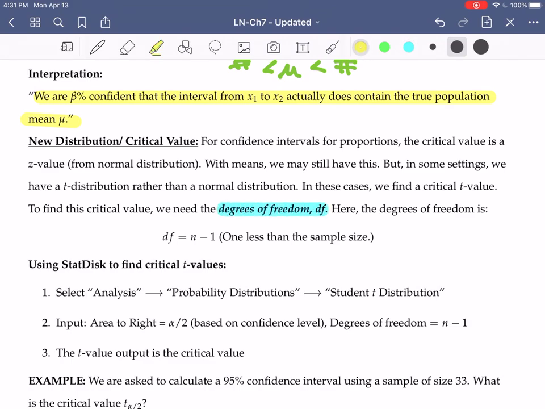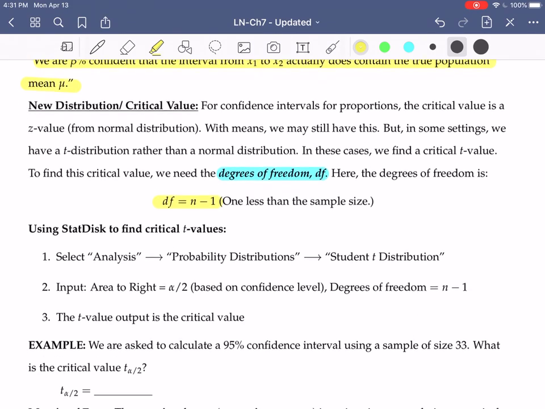Here, when we're dealing with one sample and we're trying to construct a confidence interval for a population mean, our degrees of freedom is going to be n-1. That is, it's going to be one less than the sample size. Now, with a t-distribution, it doesn't always have to be that. But when we are constructing a confidence interval for a mean, when we only have a single sample, then it will be n-1. So how can we use StatDisk to find that?